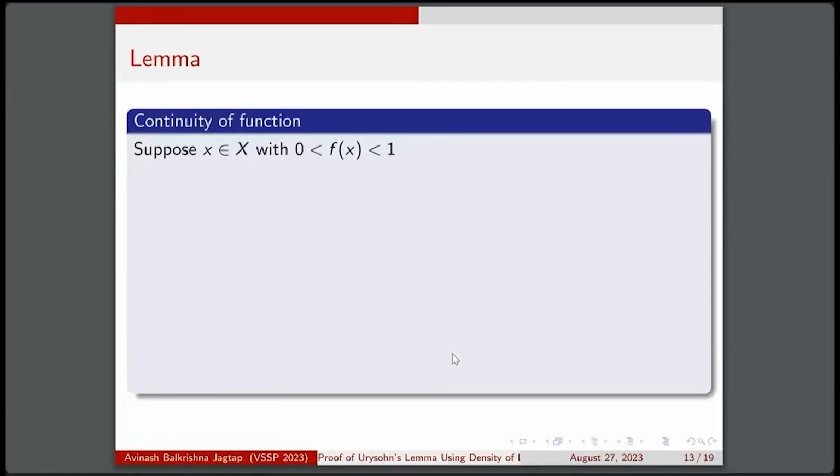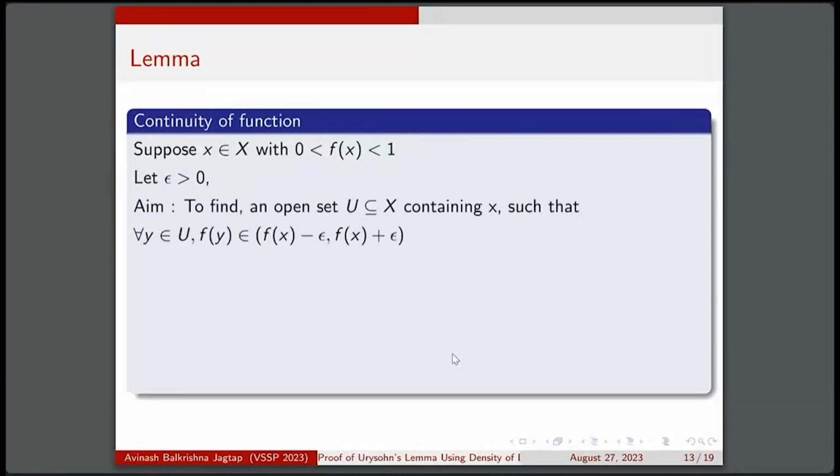Now let's see the continuity of f. We will prove that f is continuous in three cases. Suppose my x is in X. First case: f(x) is in the open interval (0,1). Then the case f(x) equals 0, and then f(x) equals 1. Now let us assume that f(x) is between 0 and 1, and let epsilon be greater than 0. What we have to do is produce some open neighborhood of x such that on that neighborhood f will take values in the epsilon neighborhood of f(x).